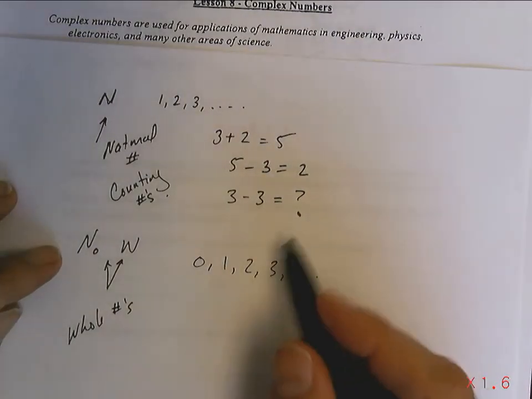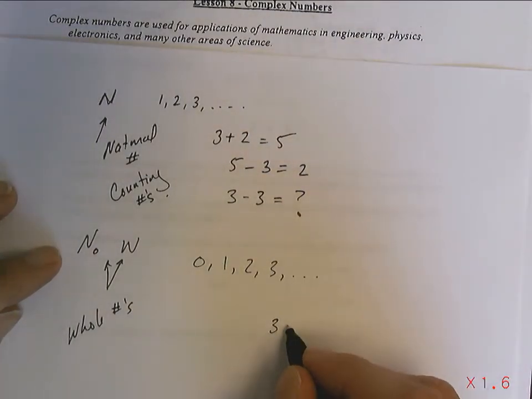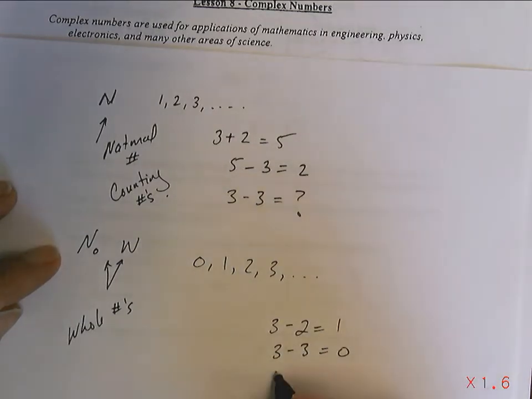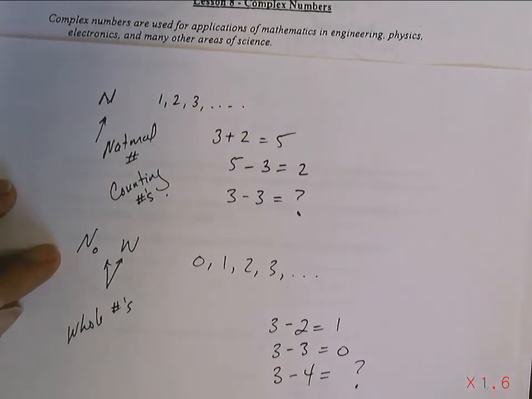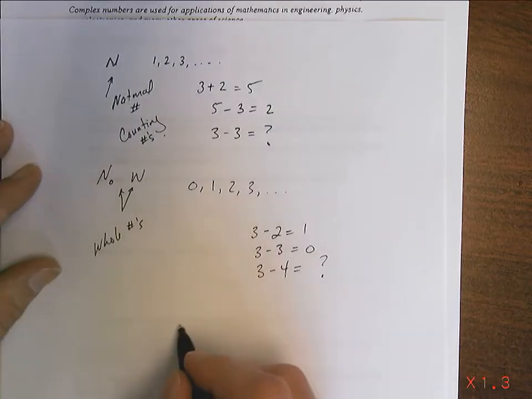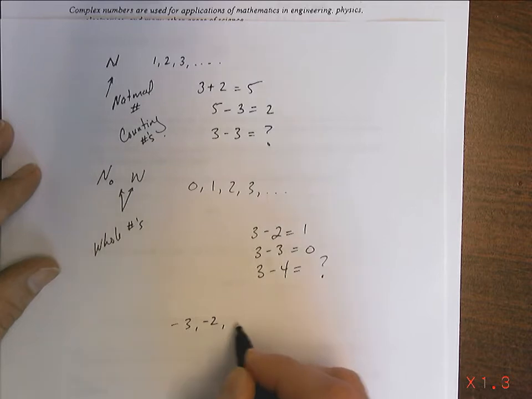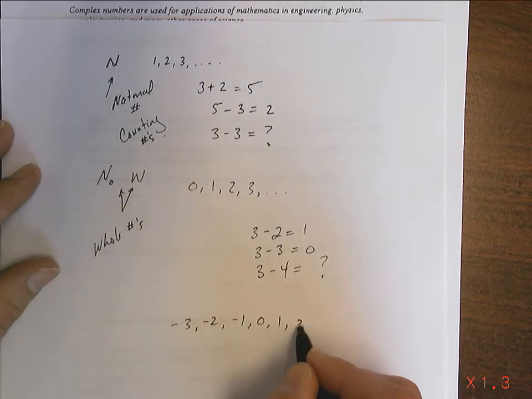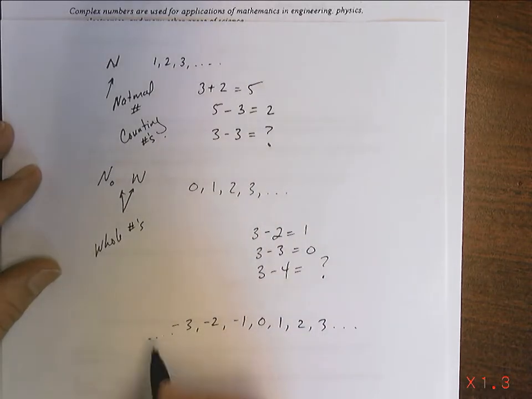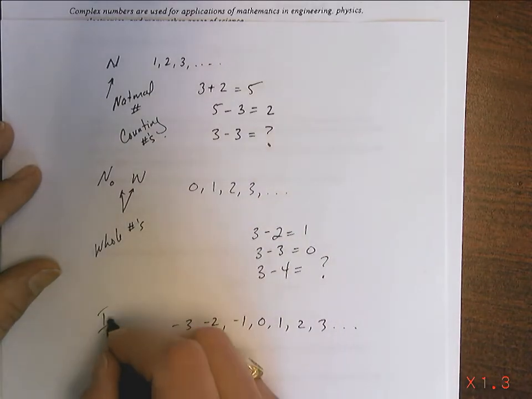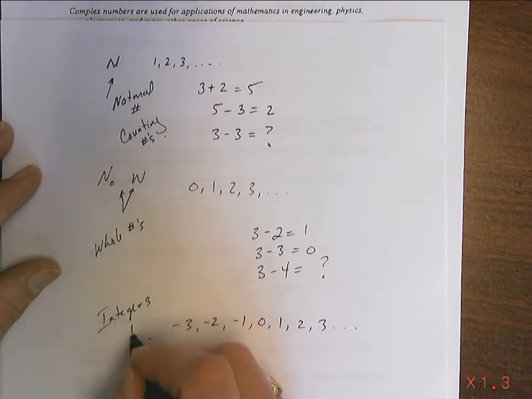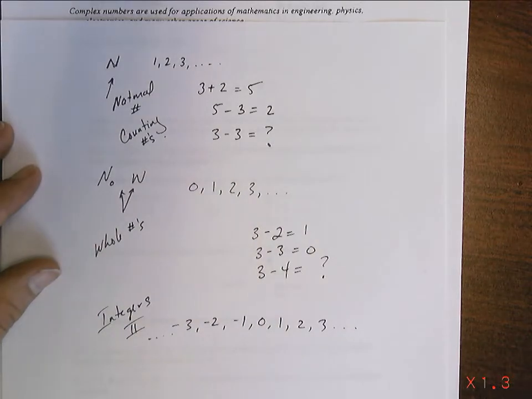Again, we can do a lot of neat math with this, and we can also do 3 subtract 2, which is 1, and we can do 3 subtract 3 now, which is 0, but we have a hard time doing 3 subtract 4, say. We don't know what that is. That doesn't make sense with our number system. So we have to invent or discover a new set of numbers, and those would be the negative numbers. They go on and on in both directions, and we call them the integers. Their symbol is I.